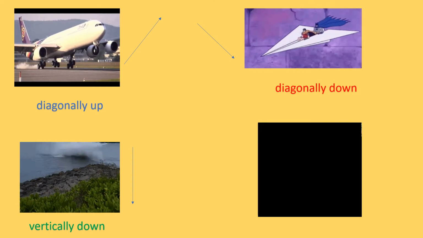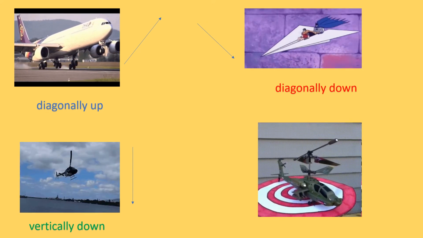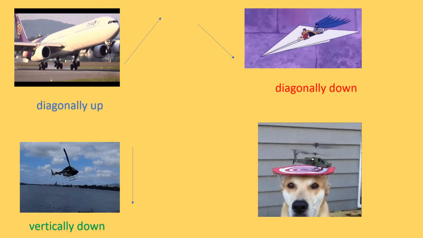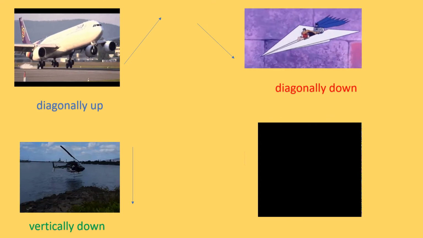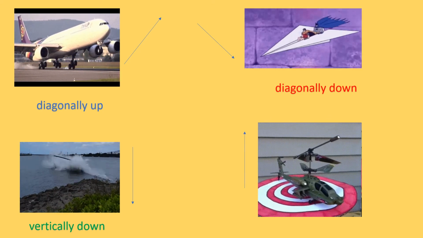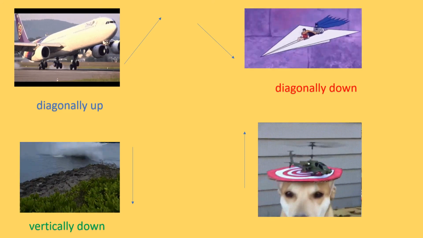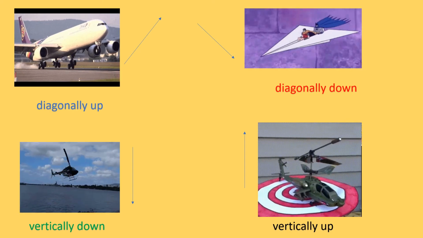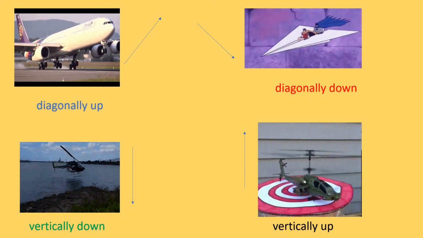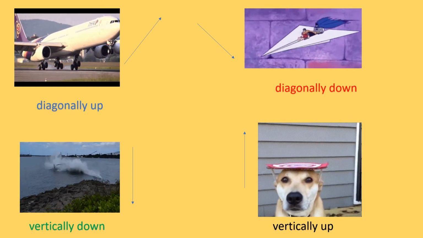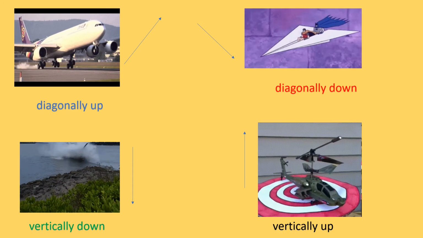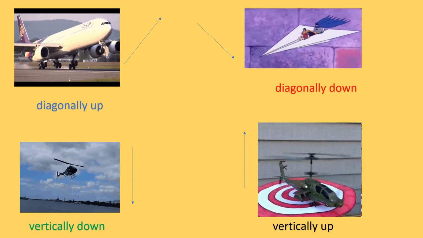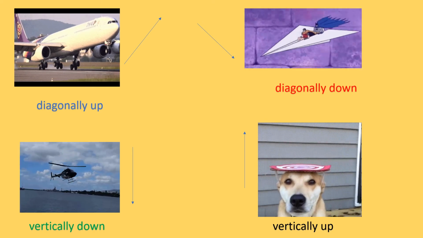And now we see this helicopter. It goes this way, like this arrow. So we call this vertically up, vertically up. Okay, so we have learned diagonally up, diagonally down, vertically down, and vertically up.